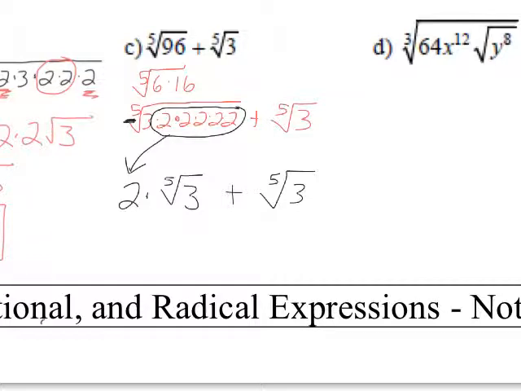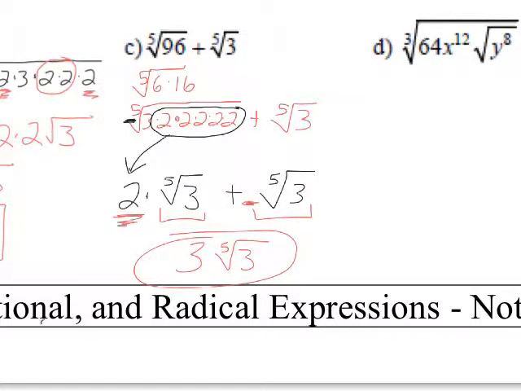And since we have the common 5th root of 3 on both of these, 2 blank plus 1 blank is 3 blank, or in this case our blank is the 5th root of 3. So 2 plus, there's an implied 1, is 3. There we go, part C.